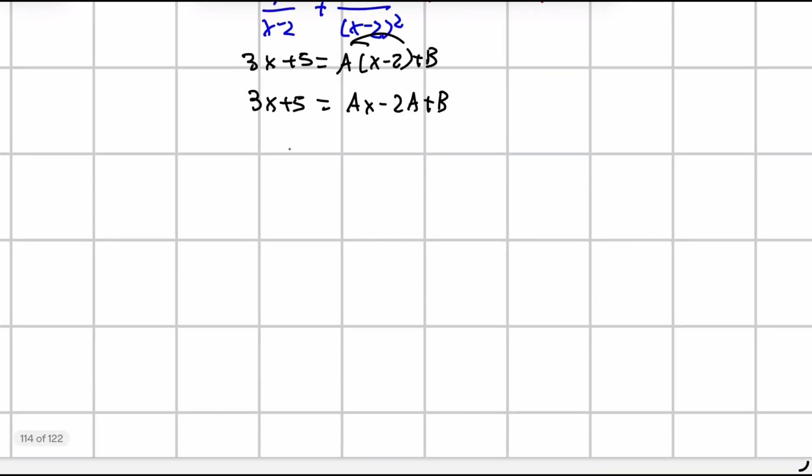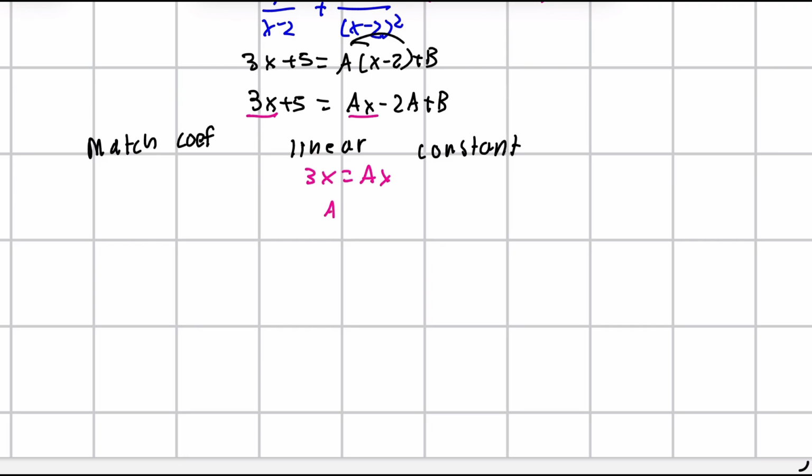So now what we can do is match our coefficients. So we're going to say that A is equal to 3. You match your coefficients for the linear term: 3x is equal to Ax, and you get A is equal to 3. And then for the constant, you're going to take your constants here. You're going to say 5 is equal to negative 2A plus B. So you get negative 6 plus B is equal to 5. So then you get B is equal to 11.